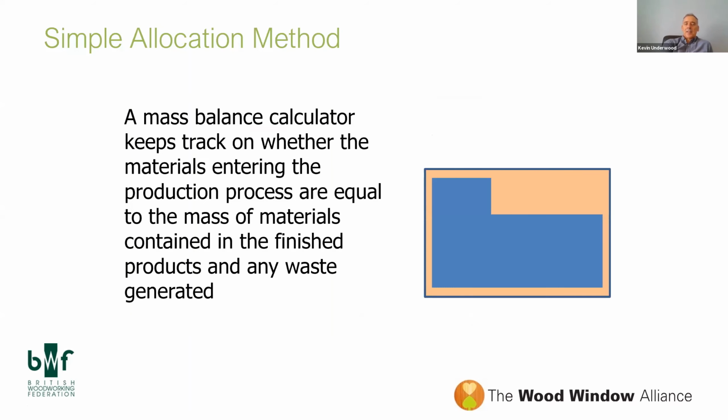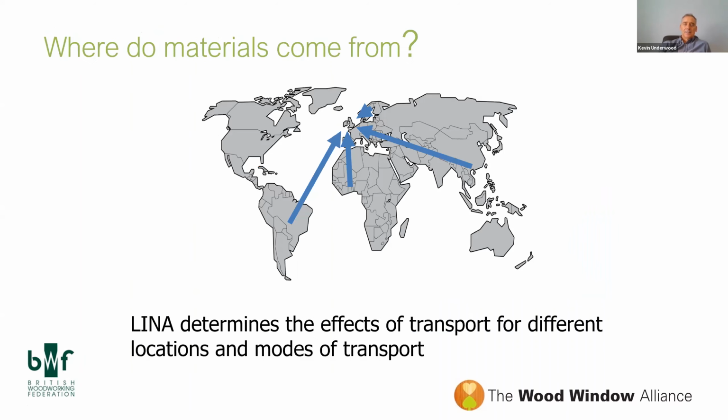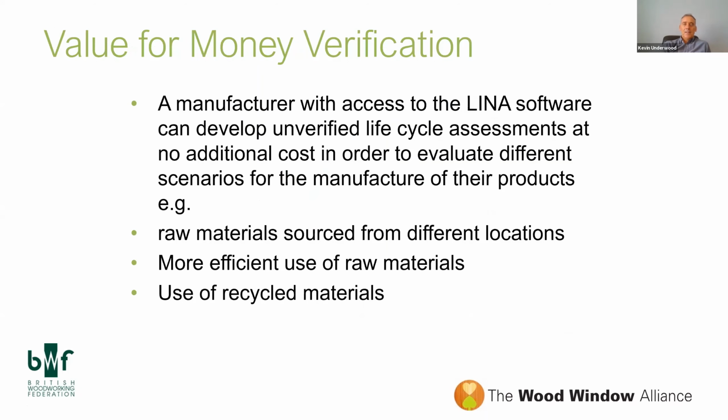The mass balance calculator keeps track of whether the mass of materials entering the production process is equal to the mass of materials contained in the finished product and any waste generated. And Lina determines the effects of transport for different locations and modes of transport. A manufacturer with access to the Lina software can develop unverified lifecycle assessments at no additional cost in order to evaluate different scenarios for the manufacture of their products, e.g. they can change raw materials, source them from different locations, make more efficient use of their raw materials, or make use of recycled materials.